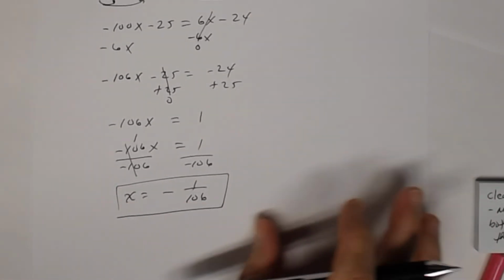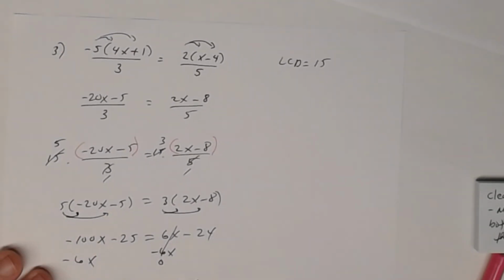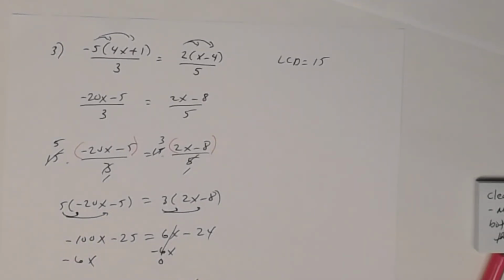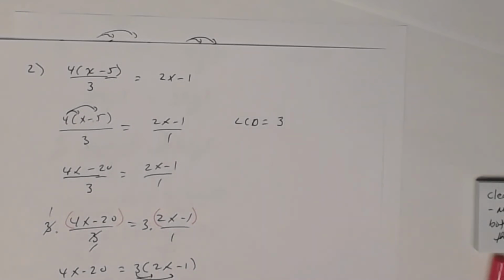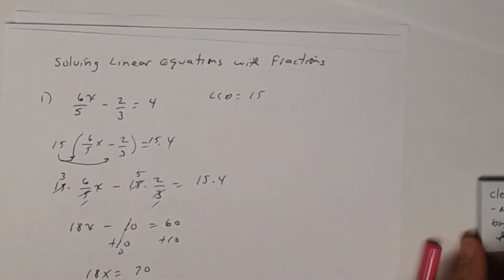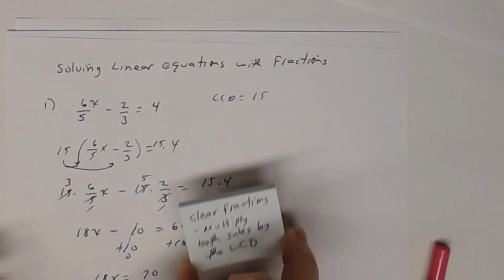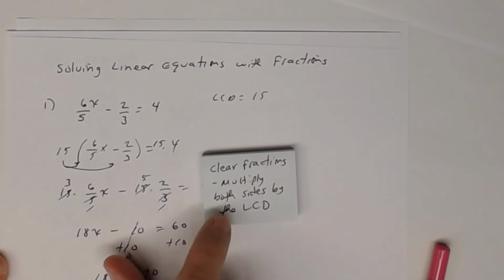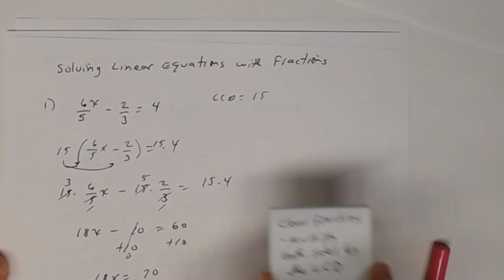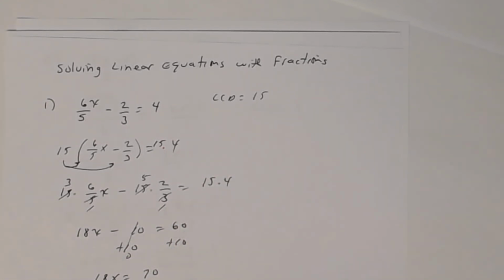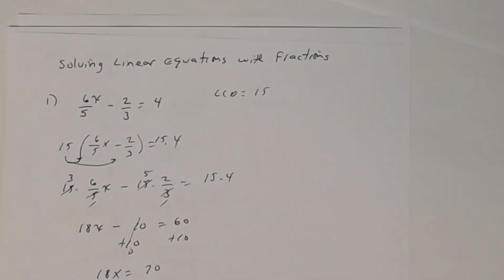Okay, so those were 3 problems where we had fractions, and so now you should have a little better idea on how to solve linear equations that have fractions by clearing fractions by multiplying both sides by the least common denominator. All right, so that's the end of those examples.